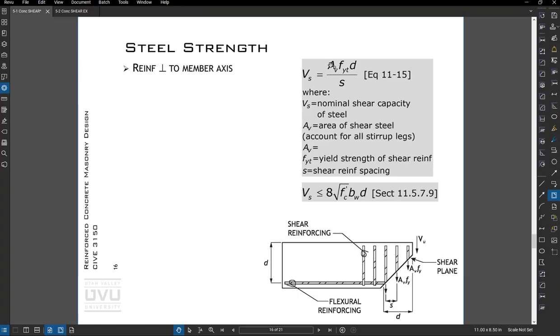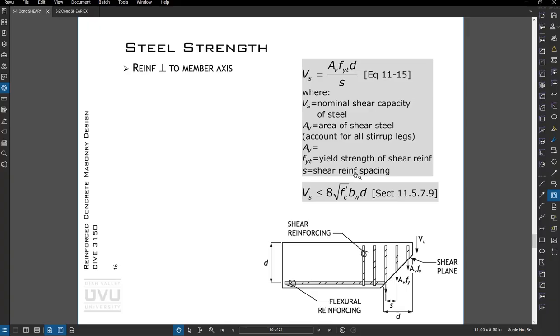So the area of the shear steel: normally we're going to take the area of one bar times 2 because there's generally two stirrup legs, one on the near side, one on the far side, times the yield strength of the stirrup, times d, and then divided by the spacing. And that gives us our steel strength, and then there's an upper bound limit on how much shear reinforcing we can have.